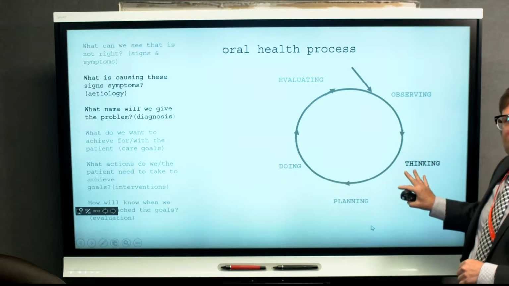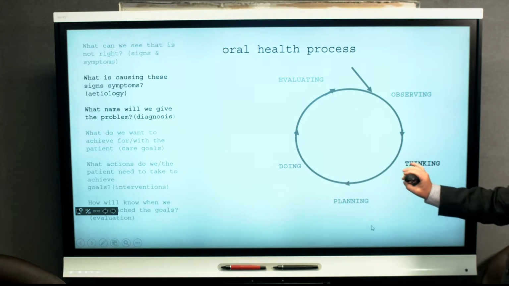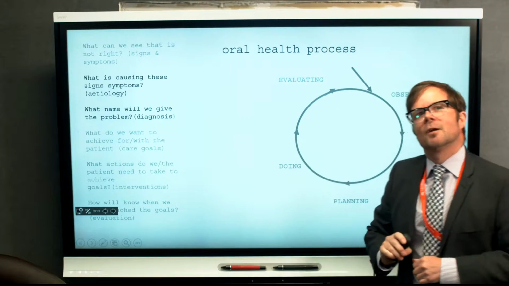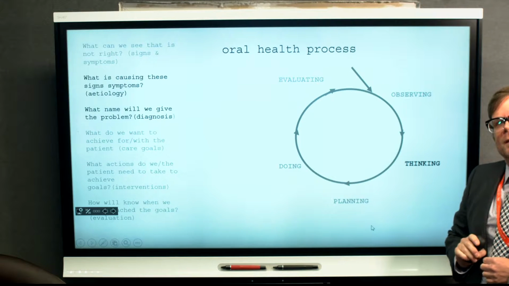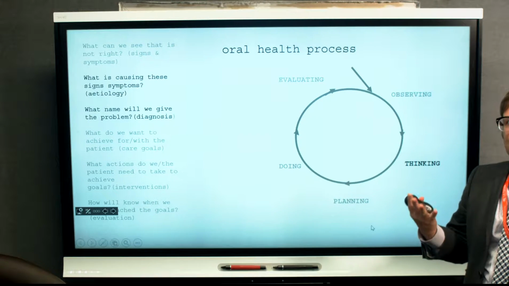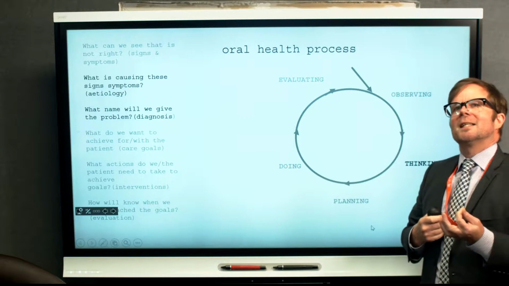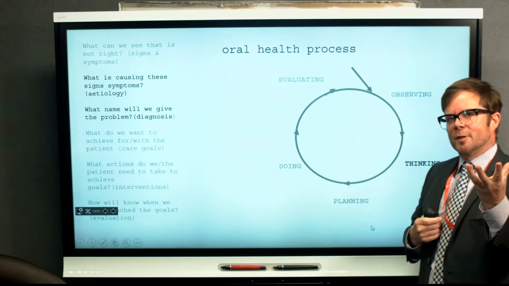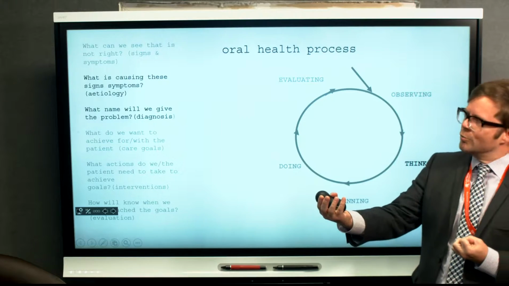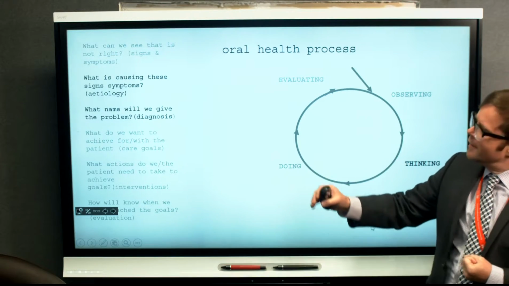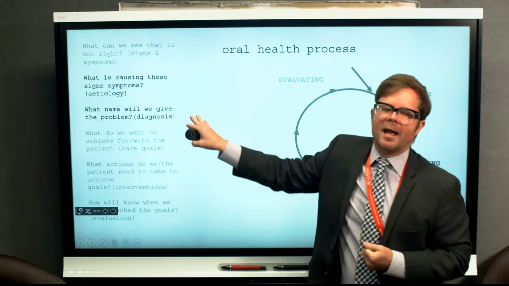So then we move into our thinking mode. And the questions we're asking ourselves here are, what is causing these signs and symptoms? Okay, so now we're putting it all together and start to think about this. Once we've got a sense of what the signs and symptoms are and what the potential causes of those things are, we can then start to give it a name.